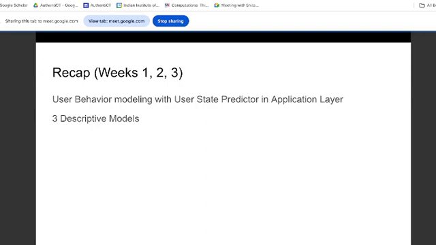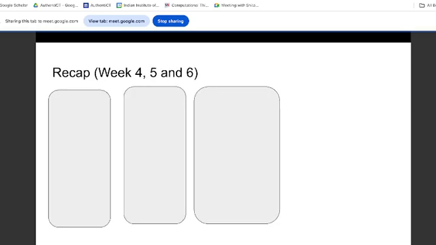These three descriptive models were there. Then we began the predictive models with an example of the attention factor. We started with a very small example, and then we went through a series of different laws.